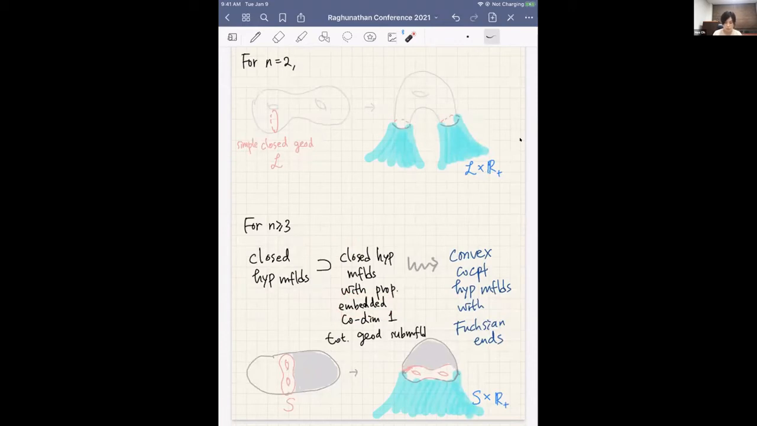Okay, so here is the illustration. Let's suppose this S is a properly embedded co-dimension one totally geodesic manifold. As before in the surface case, we are going to cut along this co-dimension one geodesic manifold and obtain a hyperbolic manifold with a totally geodesic boundary component. Then we can again glue this hyperbolic surface times R plus, which we call a Fuchsian end, and obtain this complete hyperbolic n-manifold. These are what we call convex cocompact hyperbolic manifolds with Fuchsian end.